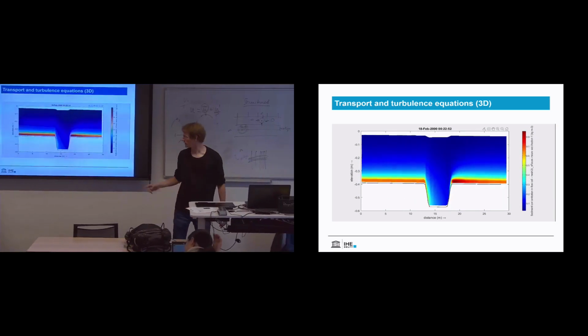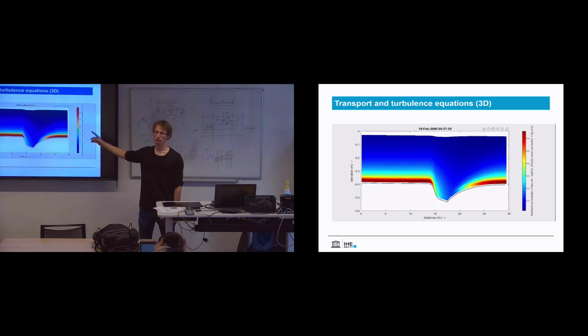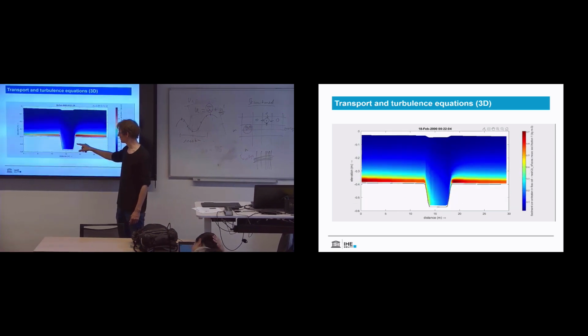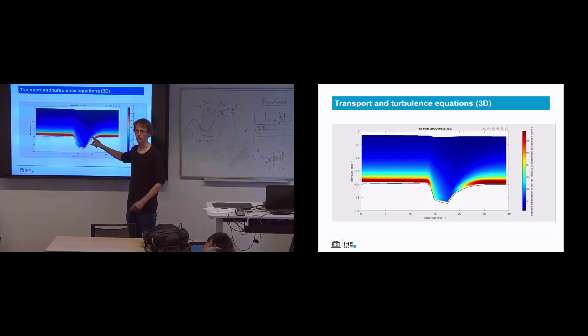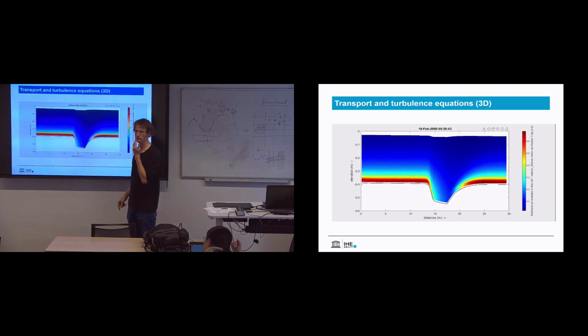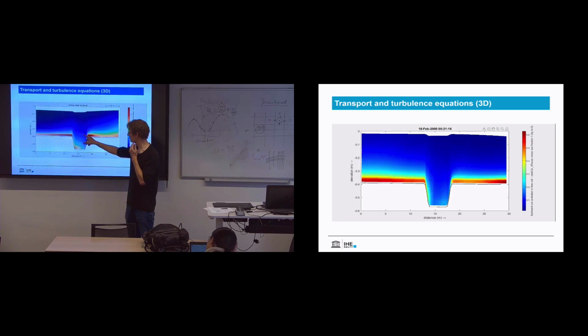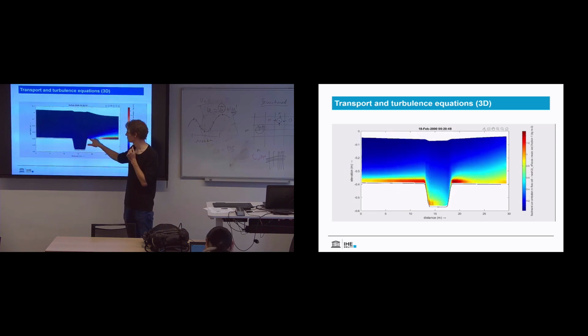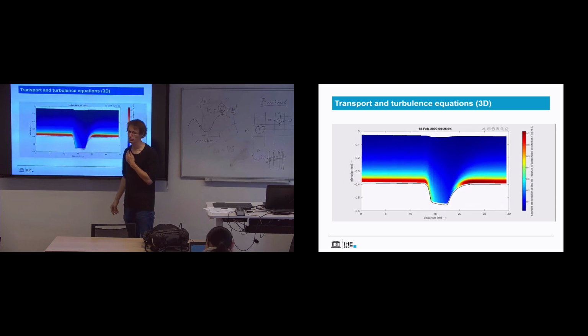Well, I also must say that you need a 3D model to get this correct. If you do this in 2D, then your trench is not migrating enough, and it's also deeper than what you would expect. In 3D it's a lot better, because you need that recirculation cell behind this point where the flow is shooting off to get it right.